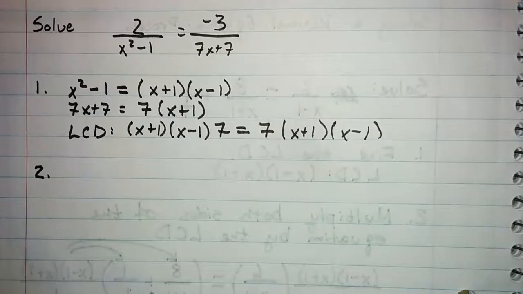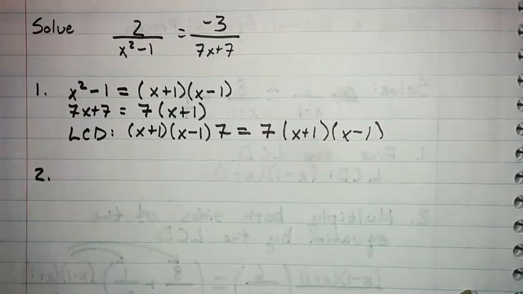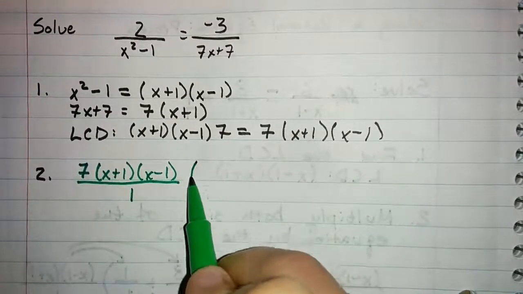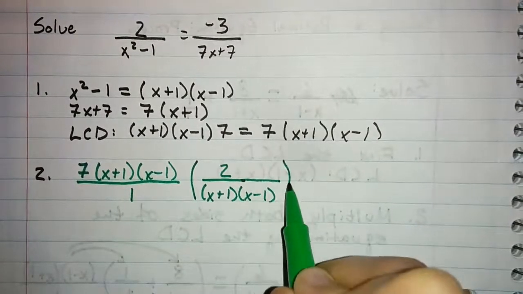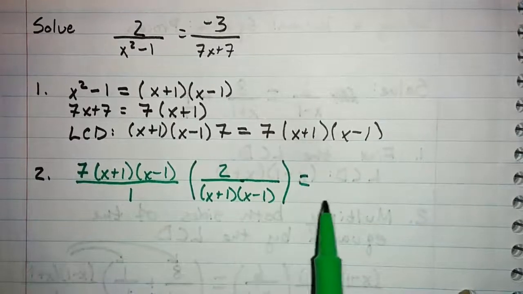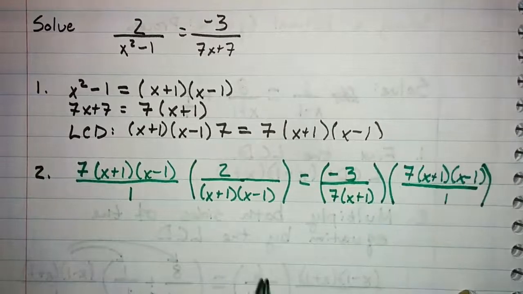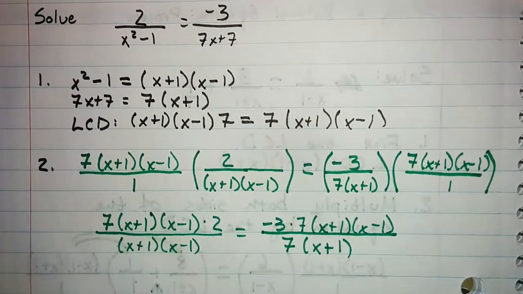All right. Now this is the step that I can only do because I'm solving an equation. I'm going to multiply both sides by my least common denominator. I'll multiply the left-hand side by my least common denominator and my right-hand side by my least common denominator. Noticing that both sides have only one term, I can just go ahead and multiply. And now I'm ready to cancel.